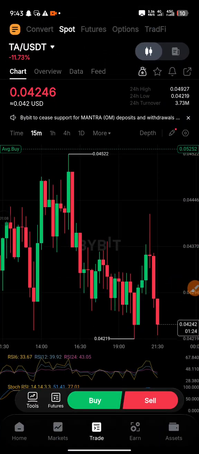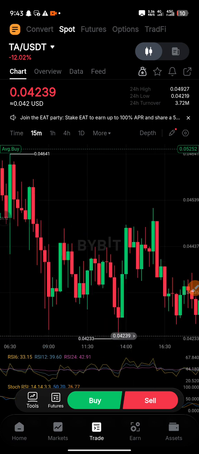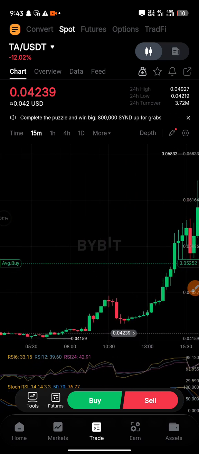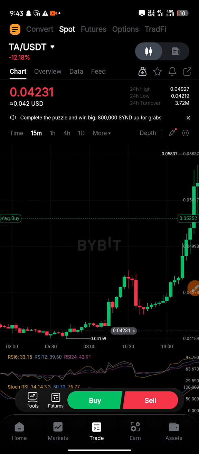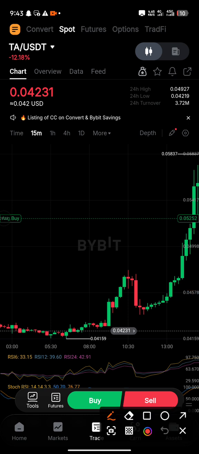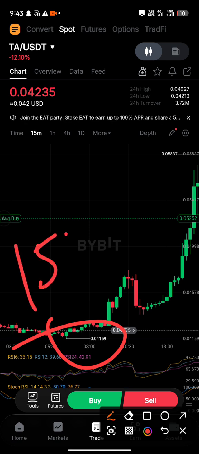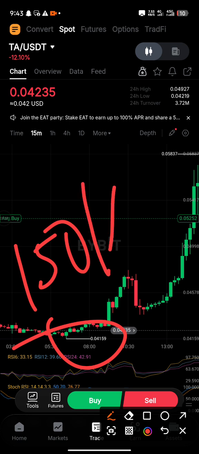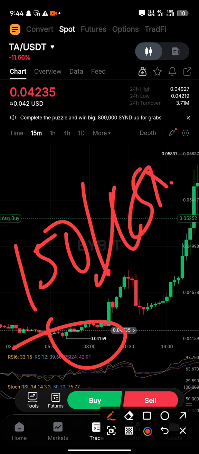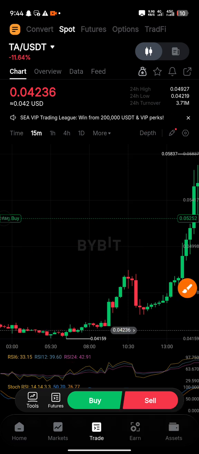So here is the chart of this particular coin as of today. And where did we purchase this coin? We purchased it the day before yesterday, at the rate of 0.04159. Look at this. This is where we purchased this coin, with a volume of 150 USDT.